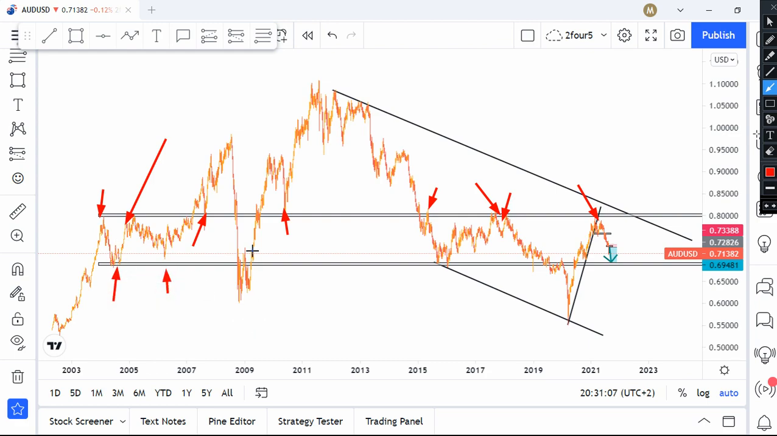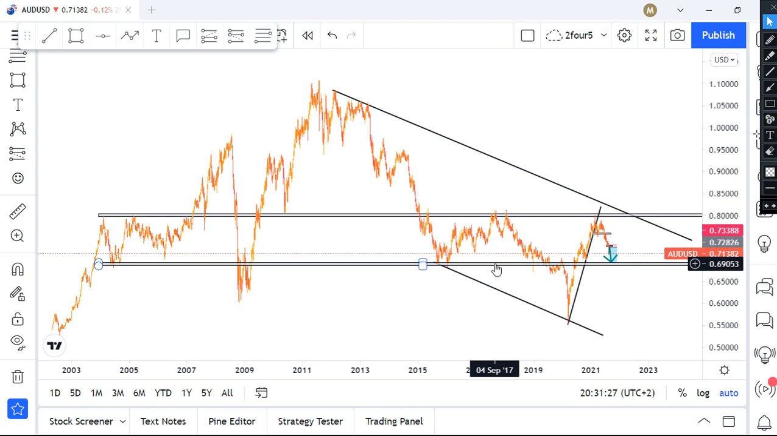Support, almost support, looks like it is a support. Support right here, support again, resistance, supported. So pretty much, these are the zones that I see on AUDUSD.